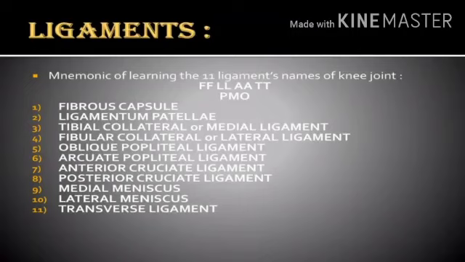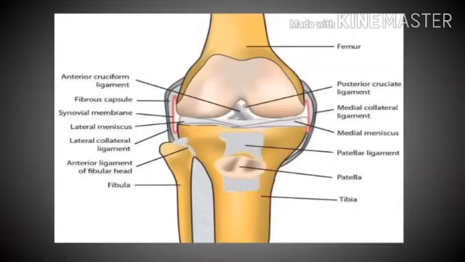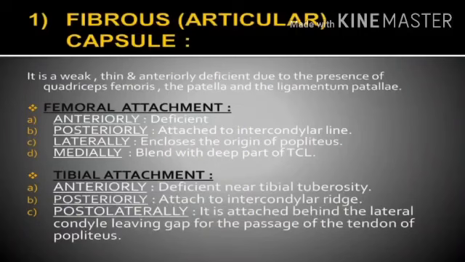FF stands for the fibrous capsule and fibular collateral ligament. LL stands for the lateral meniscus and ligamentum patellae. AA for the arcuate popliteal ligament and anterior cruciate ligament, and TT for the transverse ligament and the tibial collateral ligament. P is for the posterior cruciate ligament, M for the medial meniscus, O for the oblique popliteal ligament.